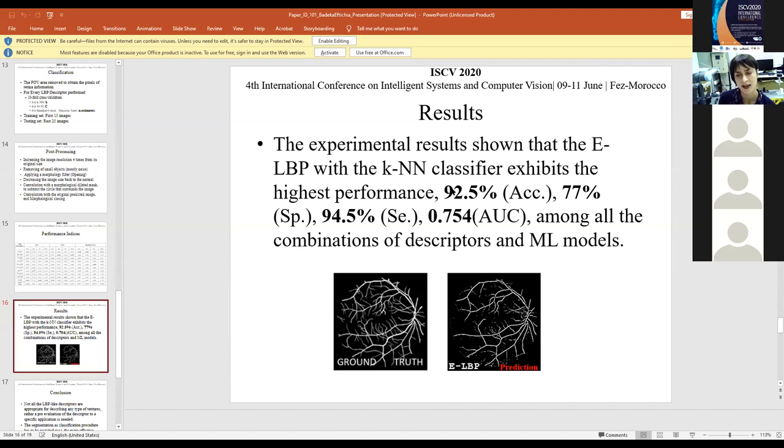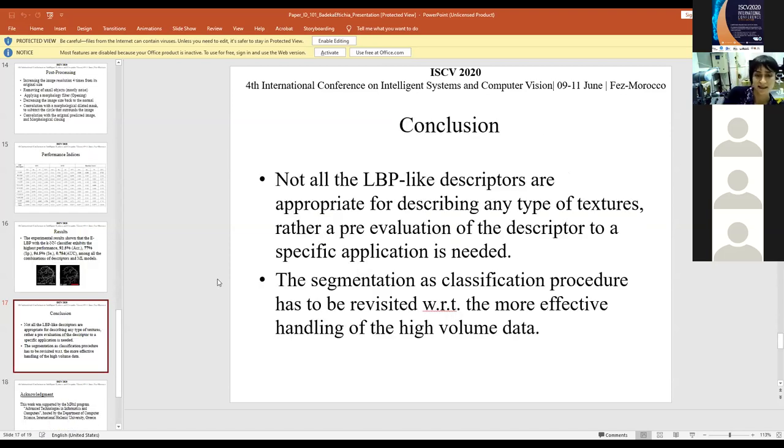and accuracy. Accuracy is not the best metric for our situation because we have many zeros and ones. So we look mostly at specificity and sensitivity. And this is the predicted result of ELBP. So the conclusion is that not all LBP-like descriptors are appropriate for describing any type of textures. Of course, this variance was mostly for background subtraction, but they performed well.